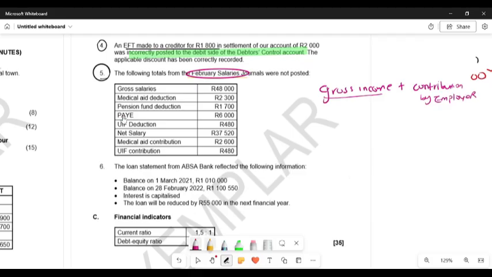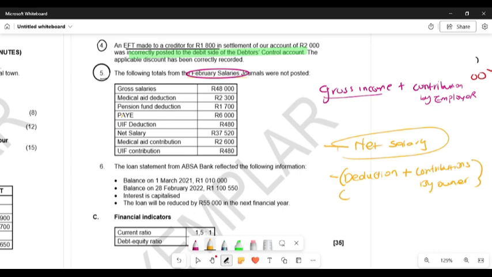Now, your note goes into detail. What is it that we need to include in our trade and other payables note? It will be the net salary. We're going to include deductions, and those deductions added to contributions by the owner. So on your trade and other payables note, you're going to include your net salary, write creditors for salaries, and include deductions as well as contributions by the owner.